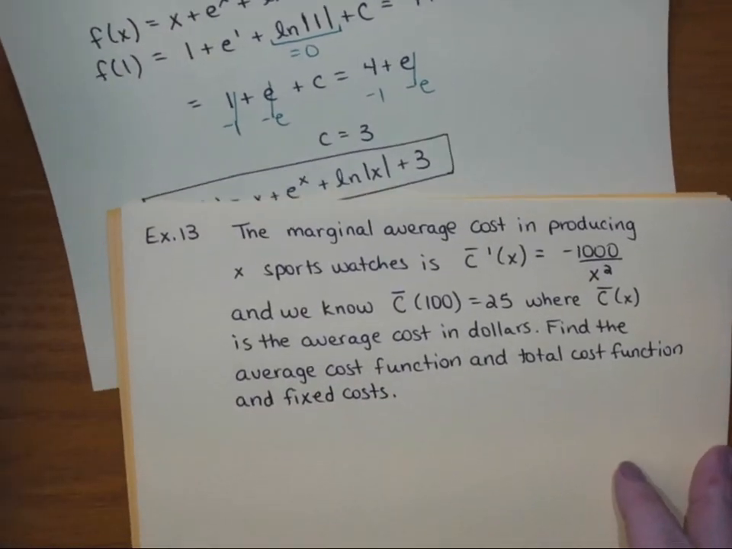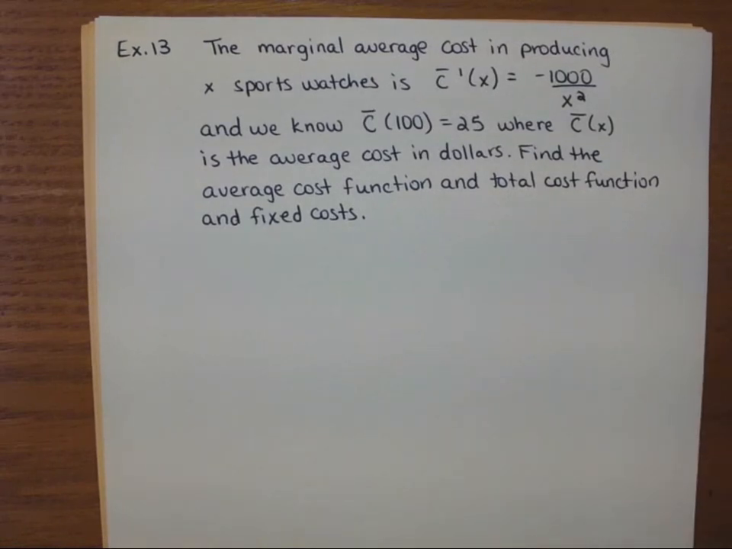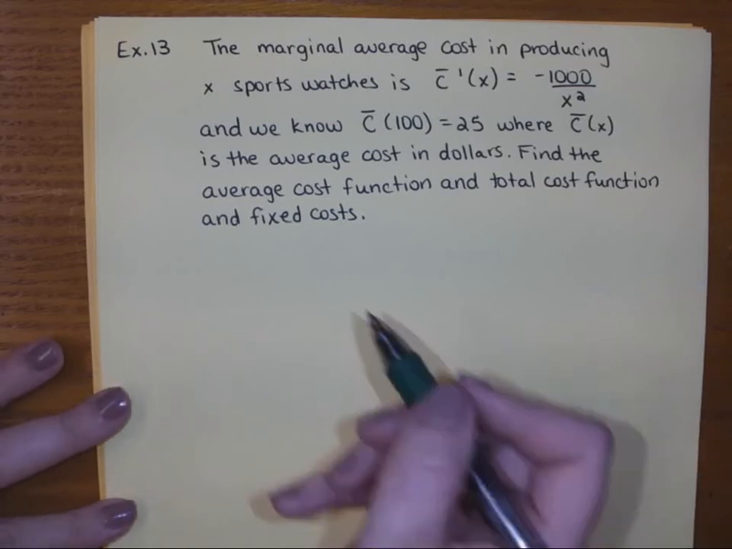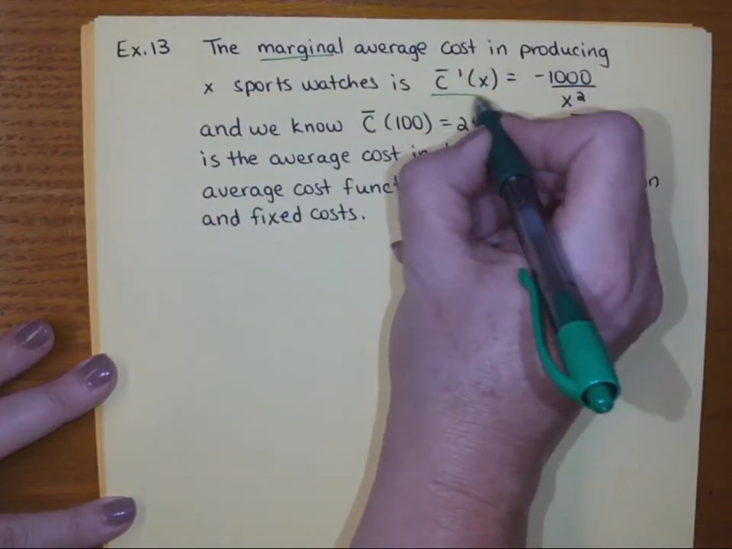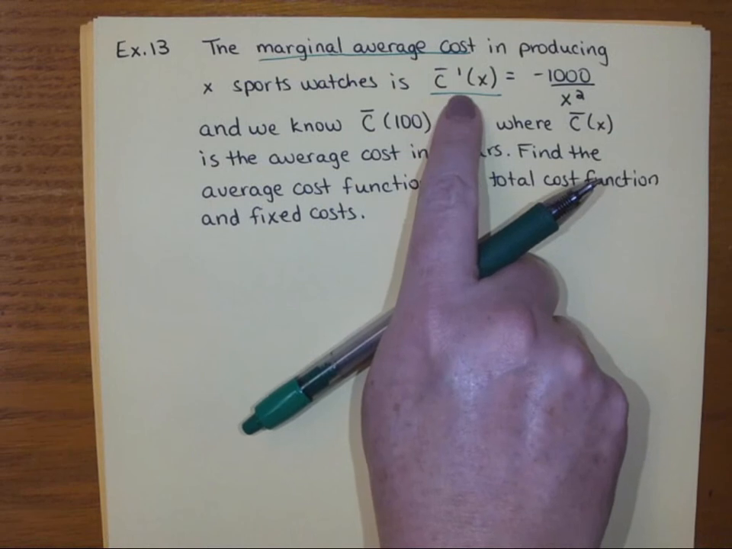Remember, fixed costs are those costs that don't change, right? If I make one item, the fixed costs are set. If I make 1,000 items, the fixed costs are set. So part of this problem is realizing that marginal means derivative, right? So marginal average cost is exactly what they gave us.